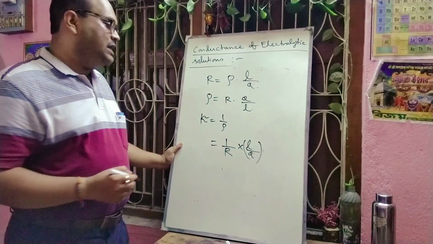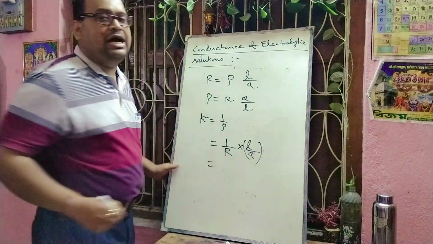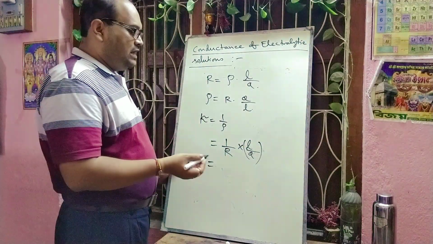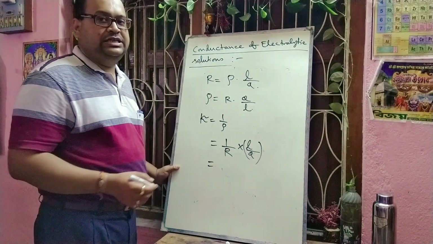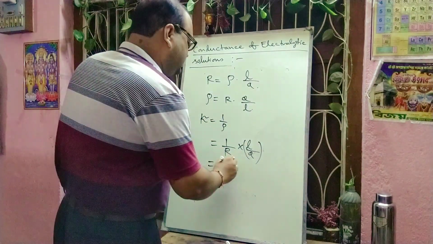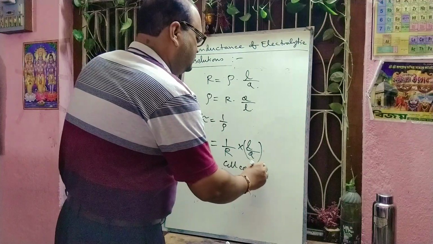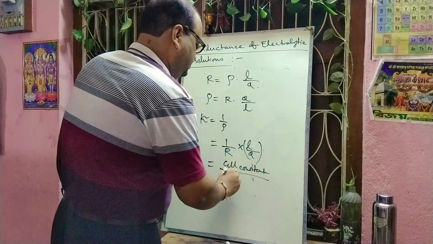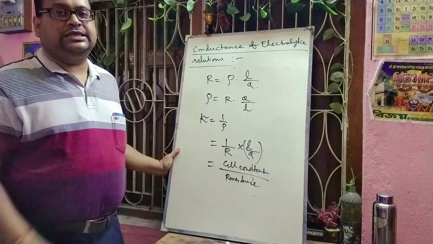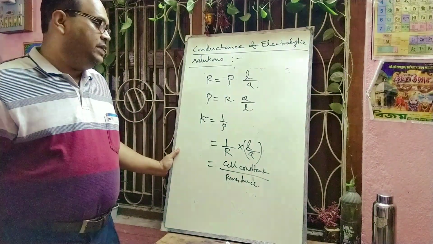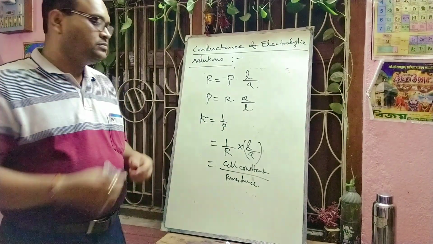So L by A is nothing but the cell constant, and 1 by R is the conductance C, where R is the resistance. So this is cell constant divided by resistance. Next day we will discuss numerical problems from this part of electrochemistry.